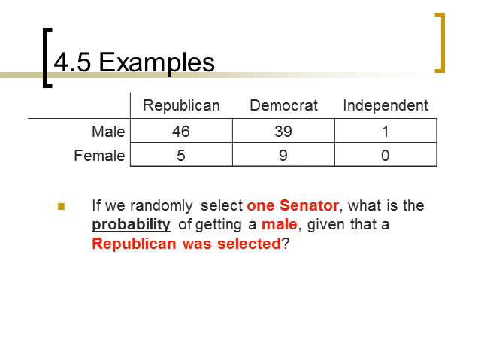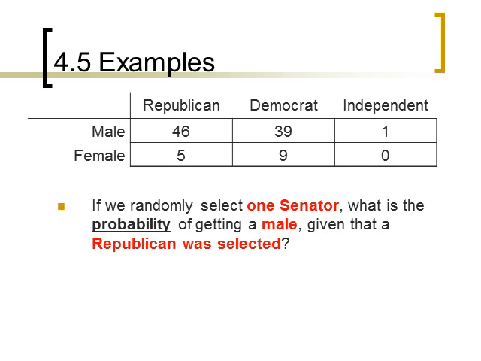And here's our first question. If we randomly select one senator, what is the probability of getting a male, given that a Republican was selected? There's a very subtle change here, and the subtle change is we see the phrase "given that." After that phrase, you need to really focus on who you are selecting. It says we're selecting only Republicans.